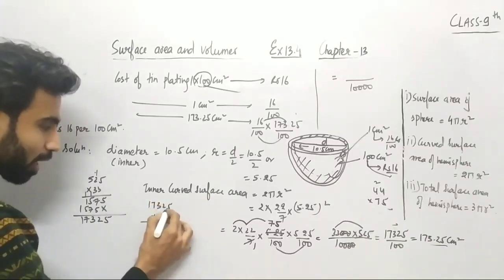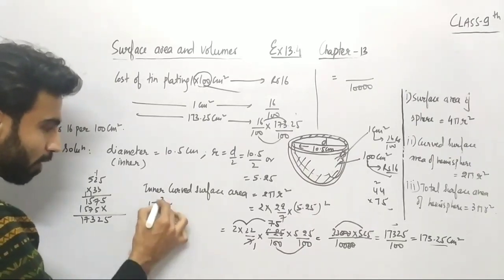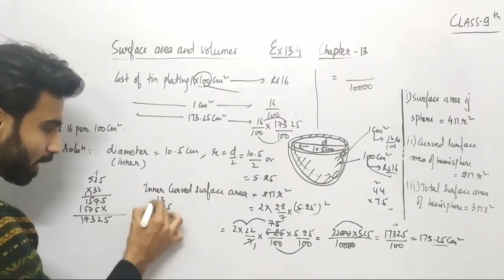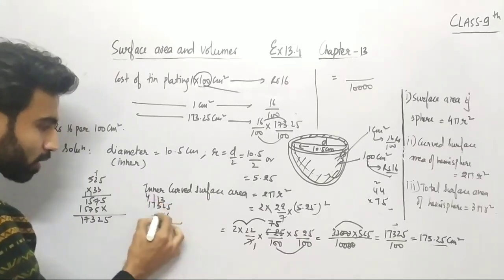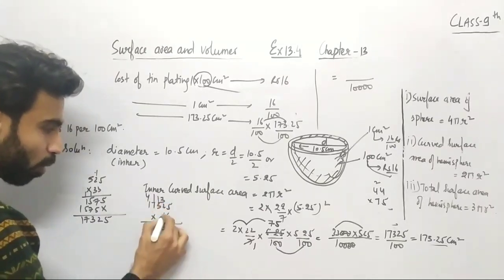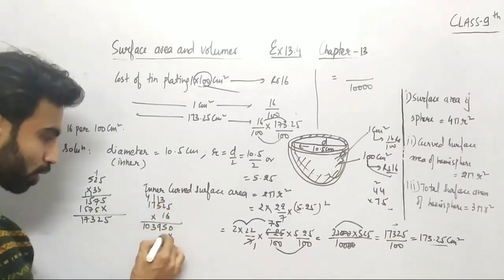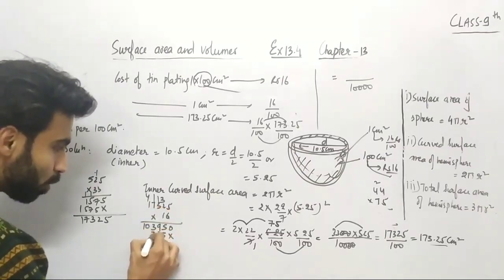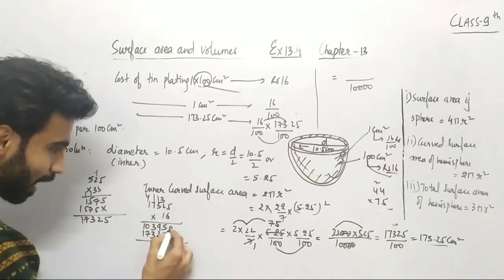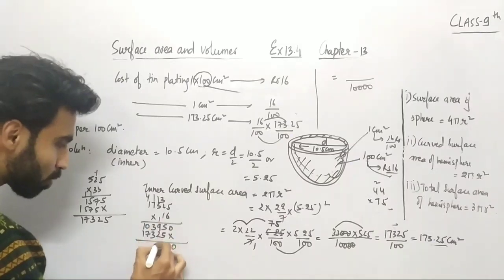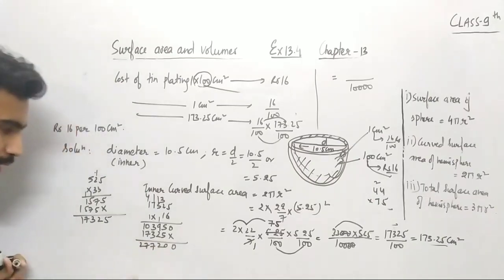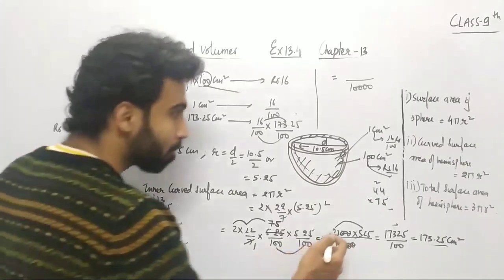So if I just solve this, 6 5s are 30, 0, 3 carry. Then 6 2s are 12 plus 3, 15, 1 carry. Then 6 3s are 18 plus 1, 19, 1 carry. 6 7s are 42 plus 1, 43, 4 carry. Then 6 1s are 6 plus 4, 10, right? Now if I multiply 17325 by 1, there will be 17325, right? Like this. So if I just add them, 0, then 5 plus 5, 10, 1 carry. 9 plus 2, 11 plus 1, 12, 1 carry. 3 plus 3, 6 plus 1, 7, then 7 and then 2, right? So 277,200, right?